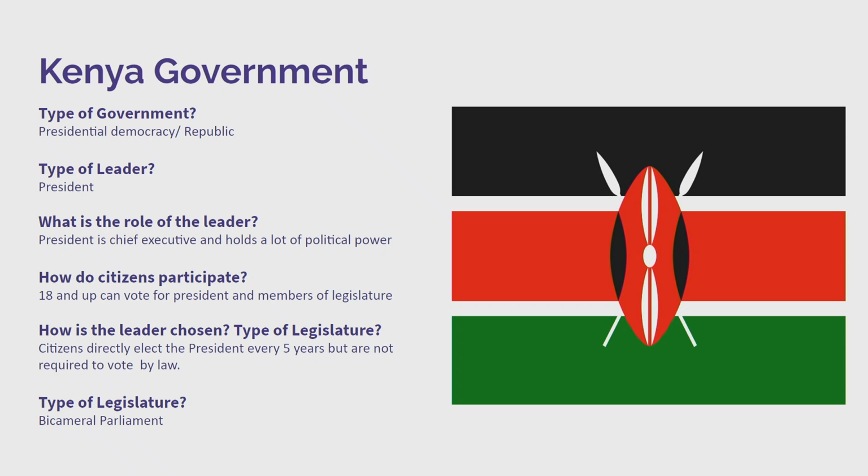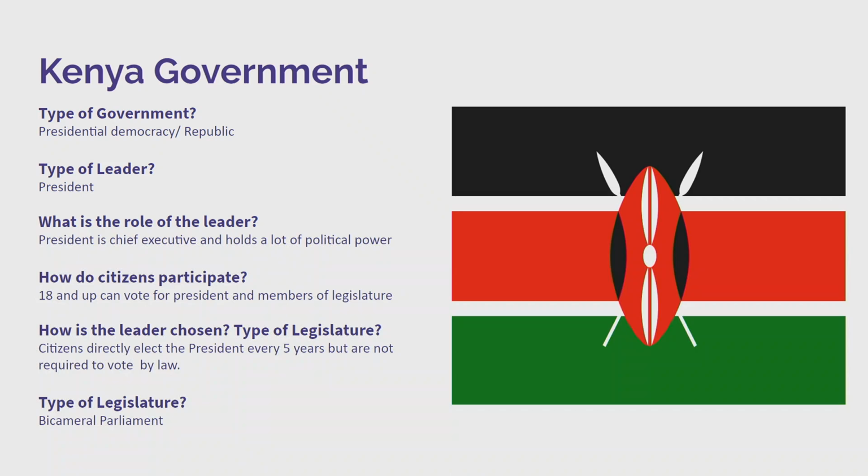How do citizens participate? Anybody that is 18 years and up may vote, but they're not required to by law. That's part of that democratic ideal, that they have to make the choice to vote. Even though the citizens vote for the president as well as members of the parliament, they do not have much say in government, sadly. Corruption has been a major problem for the last couple of years, and because African culture sometimes views politics as a male-dominated area, women are not always represented equally.